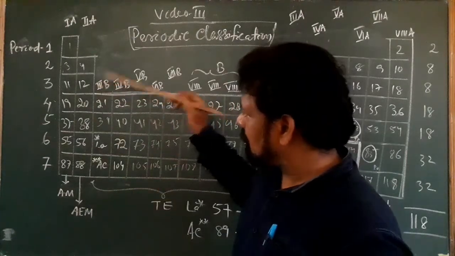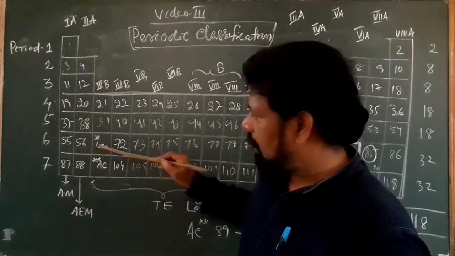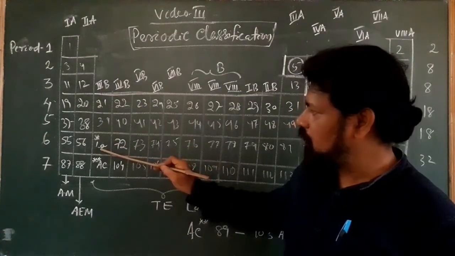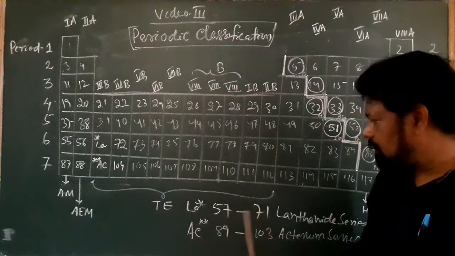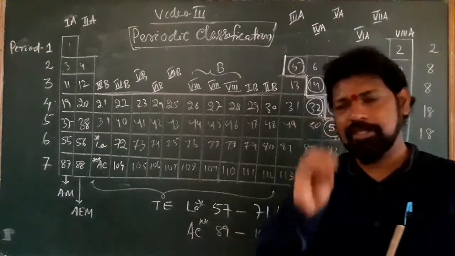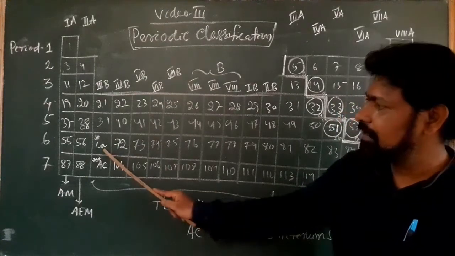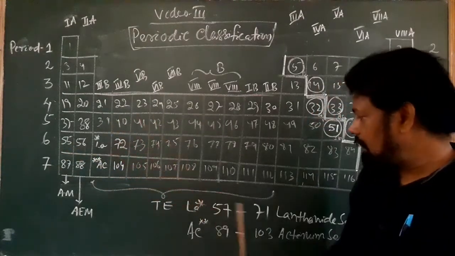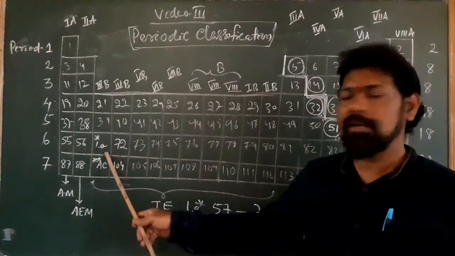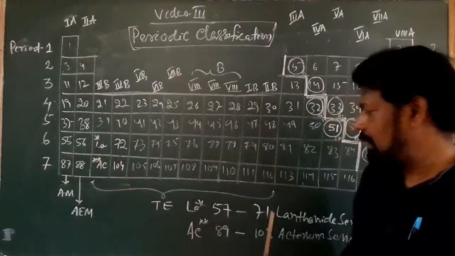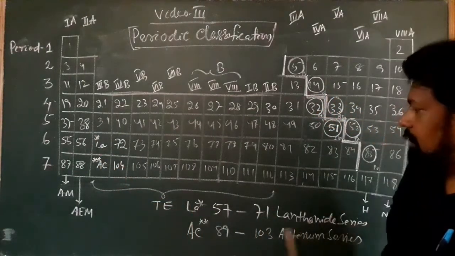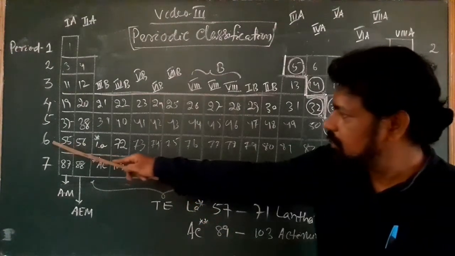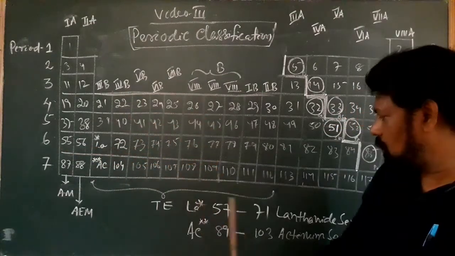And coming to the 3B group, here is 56, and really it should come 57, then 58. Starting from 57 to 71, all these elements show similar properties, so they deserve their place here itself, that is in the 3B group and period number 6. But writing all these elements is quite impossible in the small gap, that's why they are written outside, and this is called the Lanthanide series, named after the element lanthanum present in the 6th period and 3B group. So this is called the Lanthanide series.